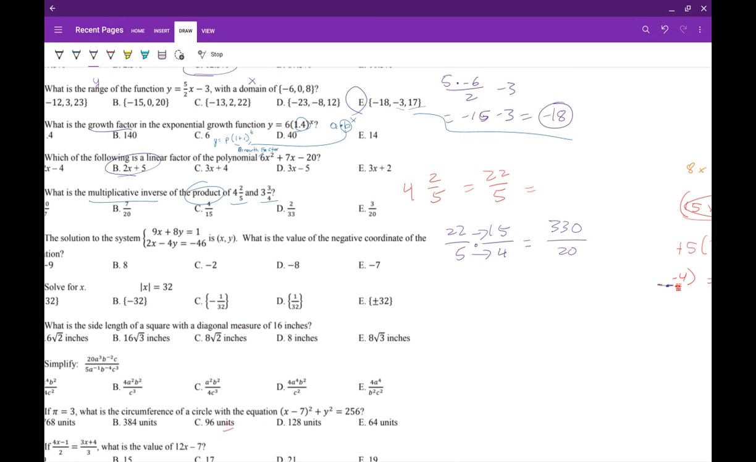It's asking for the multiplicative inverse. Let's simplify before. So the product of those two numbers is 33 over 2. The multiplicative inverse, you flip it. So it becomes 2 over 33. That's your answer.